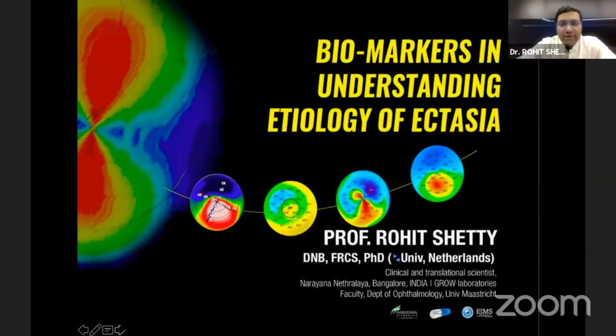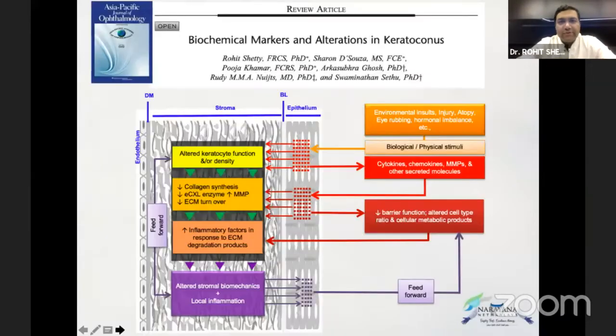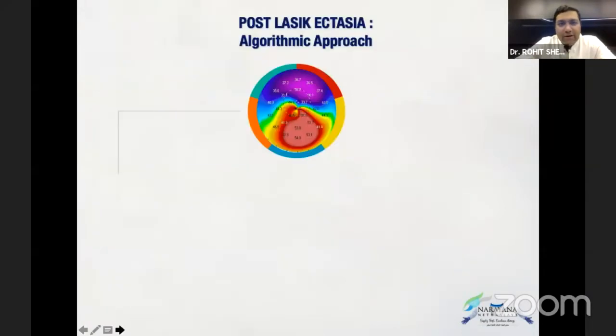The biomarkers in understanding etiology of ectasia. These are my financial interests. I'm not going to go too deep into this slide, but it just says that there's a huge amount of interaction between what happens from the outside world and what happens in the inside world of corneal tissues. So how does it really affect us?